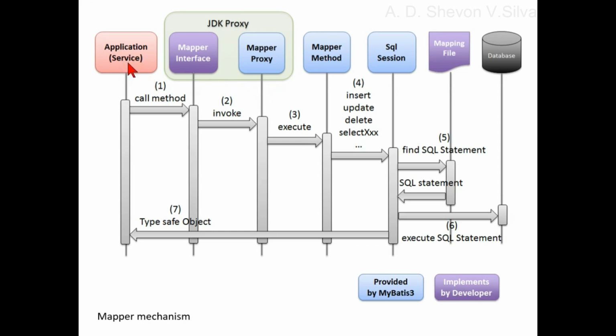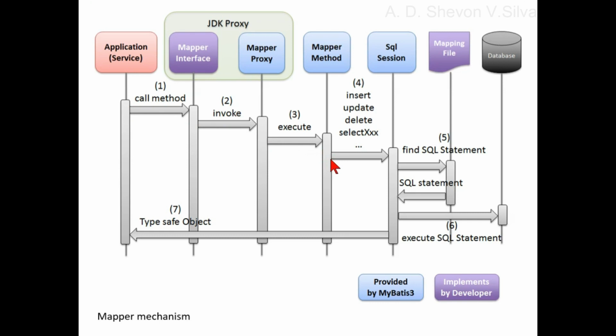Here you can see the application service, mapper interface and mapper proxy are inside the JDK proxy. Here are the mapper method, SQL session, mapping file and database. The application service is connected to the mapper interface via the call method, the mapper interface is connected to the mapper proxy via invoke, and the mapper proxy is connected to the mapper method via execute.